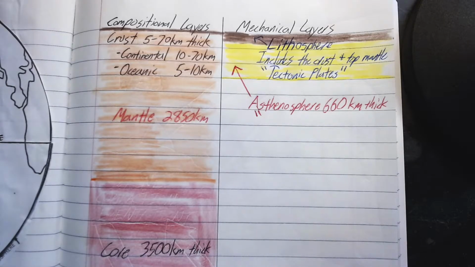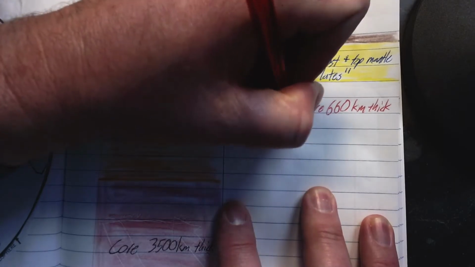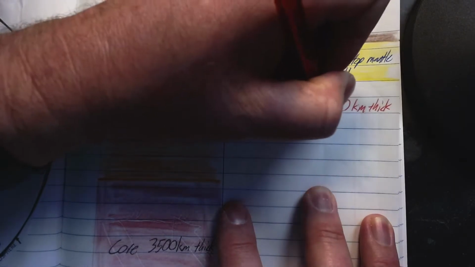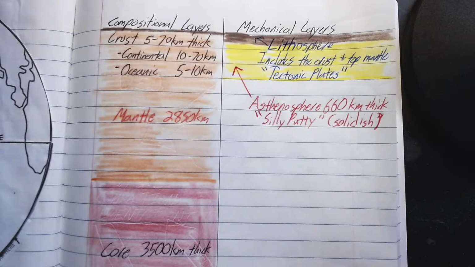Have any of you never played with silly putty? Yeah, I have. Okay, so this layer is a lot like silly putty, or as I would call it, solid-ish. Yes. And since it's like silly putty, it can move. This is the layer that moves, that makes the plates move, that causes earthquakes, as Davis pointed out.